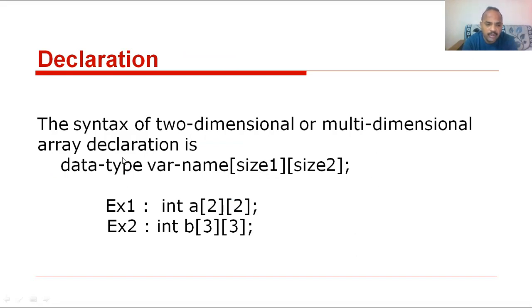Here data type is a keyword. Then variable name is a user-defined name, then size 1 and size 2. The first one is rows and the second one is columns, the number of rows and number of columns. Integer is a keyword. A is our given name. Then two rows and two columns, total 4 elements. Here integer B of 3 rows and 3 columns.